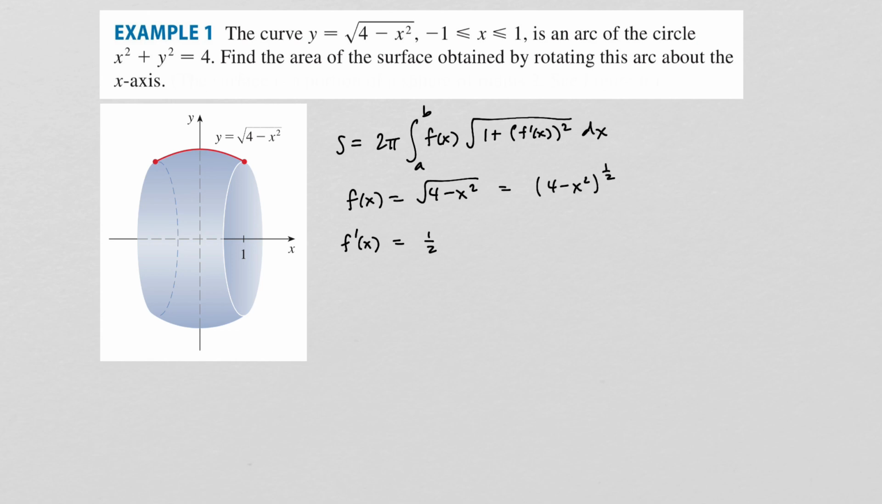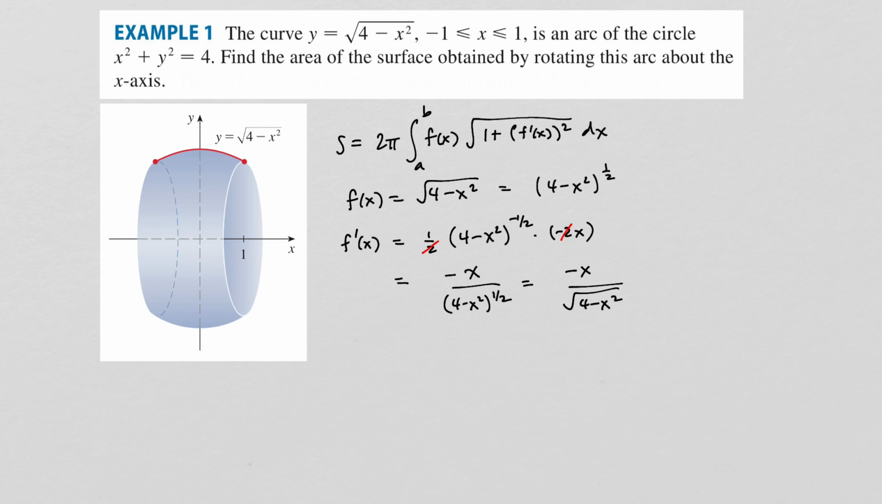The derivative will be 1/2 times 4 minus x squared to the negative 1/2 times the derivative of the inside, which is negative 2x. And if we simplify this, we get negative x over 4 minus x squared to the 1/2. Notice that the 2's cancel out here. And this can be written as negative x over the square root of 4 minus x squared.